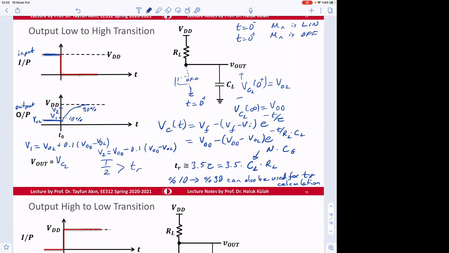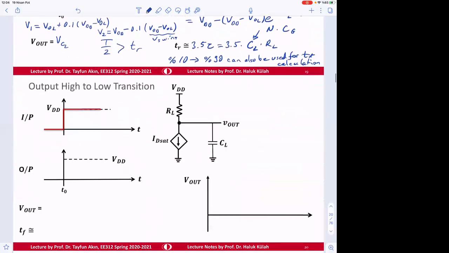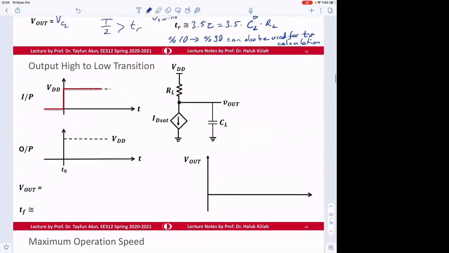Okay. The voltage swing, you know, this is called the voltage swing. V swing. Output voltage swing. Okay, so that one was the straightforward one.